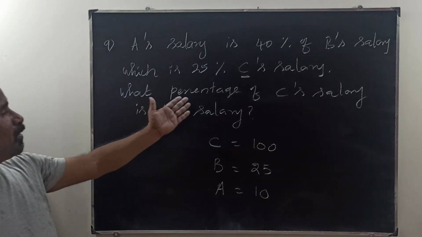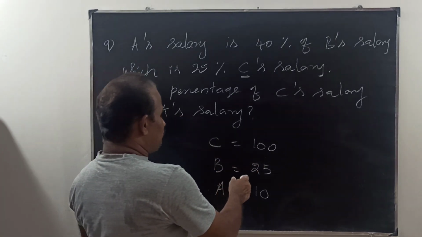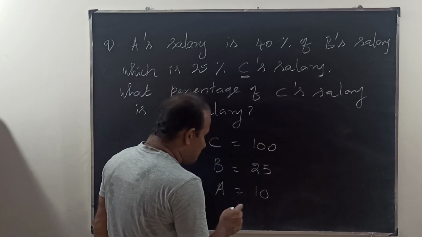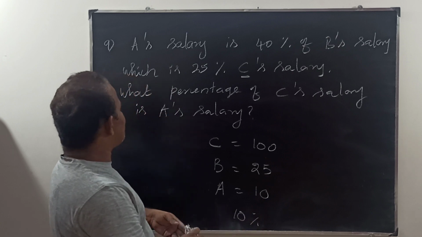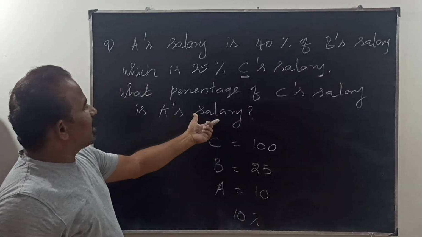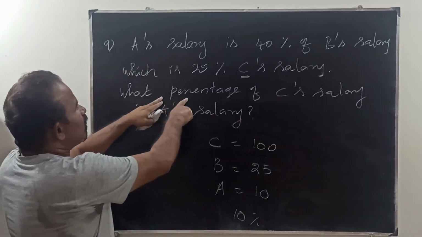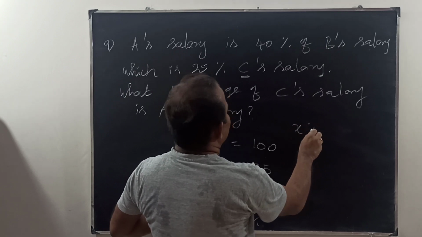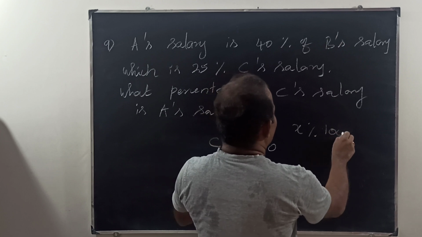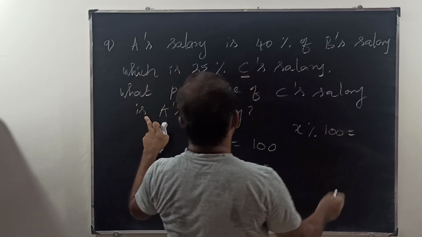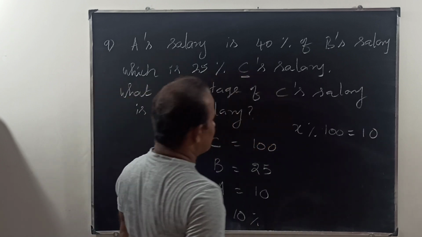So therefore, what percentage of C's salary is A's salary? Simply I can write 10%. That means what? Otherwise, I can write X percentage of C's salary, where C's salary is 100, is equal to A's salary. What is A's salary? A's salary is rupees 10.